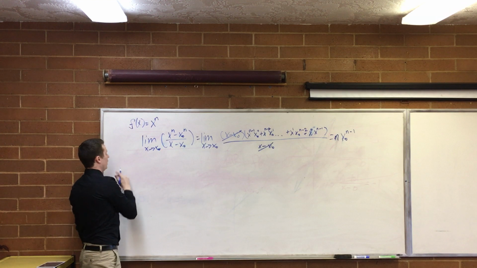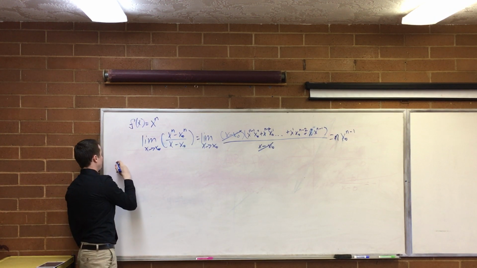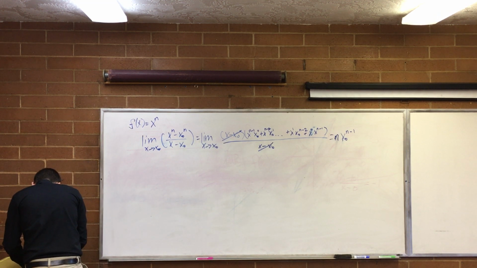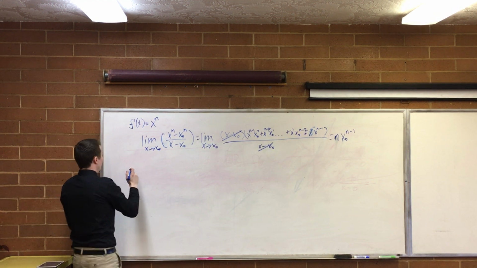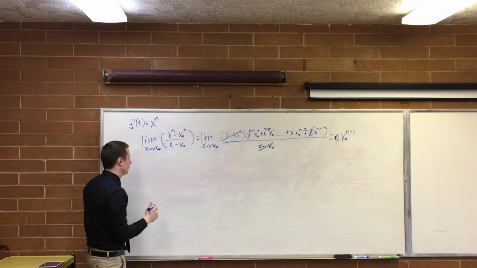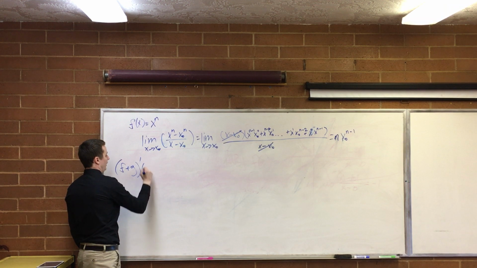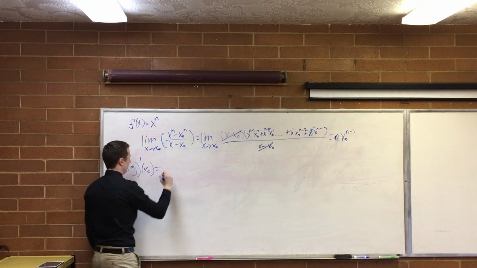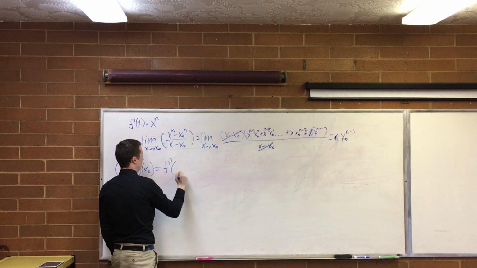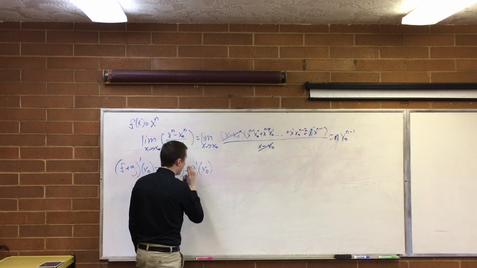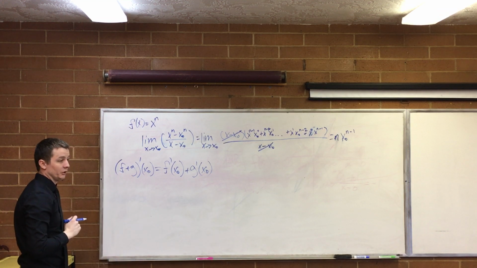Okay, so let's start out with the limit of a sum. So we want to prove the derivative of a sum. How exactly do they write it? Okay, here's how they write it. If f and g are differentiable, then we want to prove that f plus g prime at x naught is equal to f prime of x naught plus g prime of x naught. You with me on what we're trying to prove?